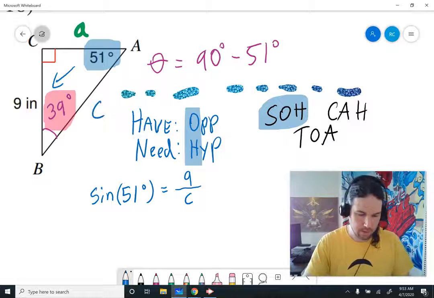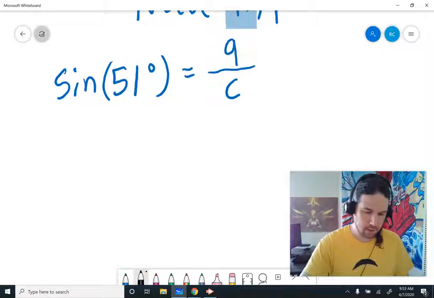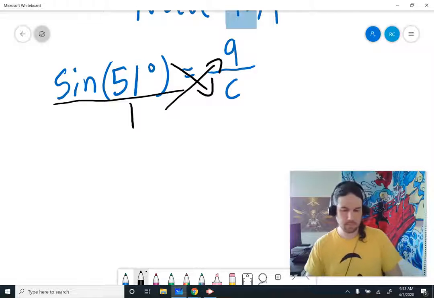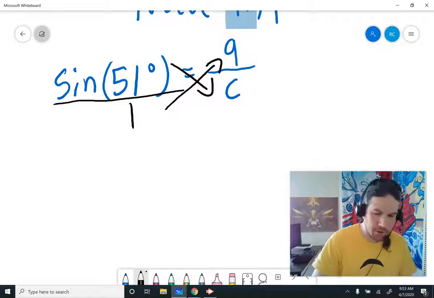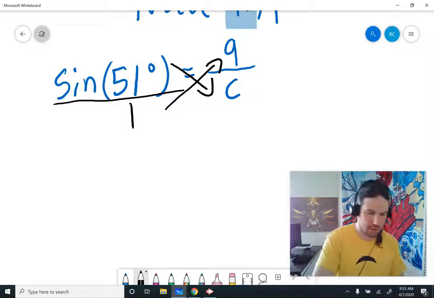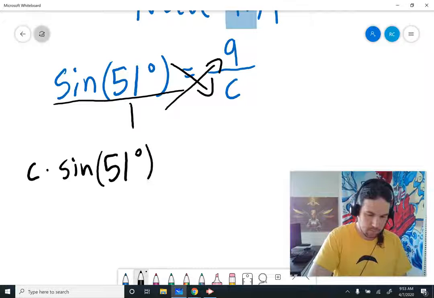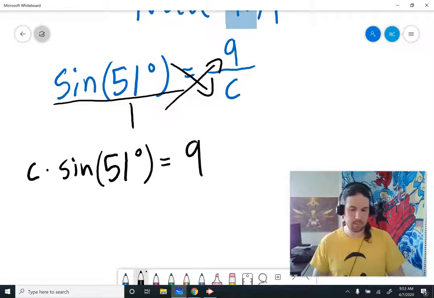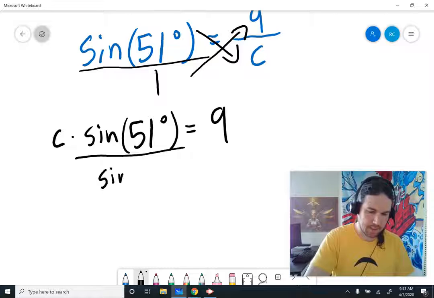Okay. Zooming in, we have sine of 51 degrees equals 9 over C. Put it over 1, cross multiply. C times sine 51 degrees, well, there's no real way to combine those, so I'm just going to say C times sine 51 degrees. And then 9 times 1 is 9. Divide both sides by sine of 51 degrees.